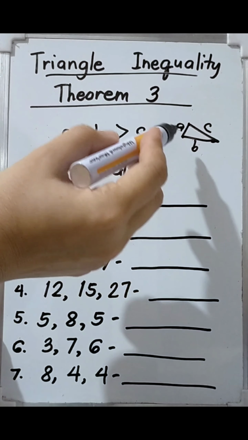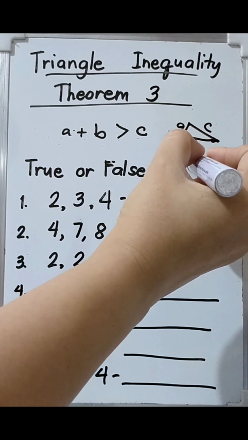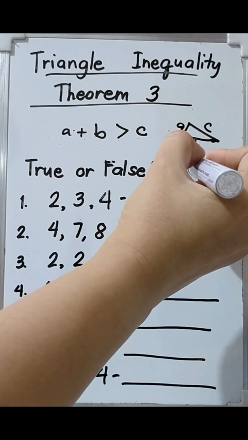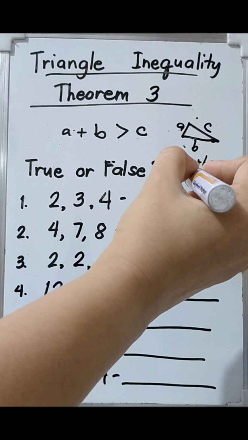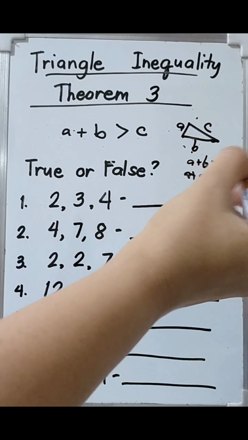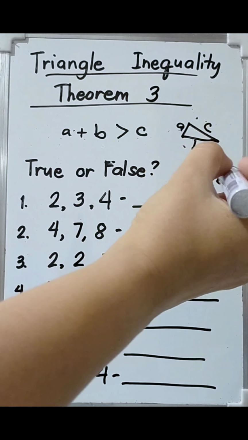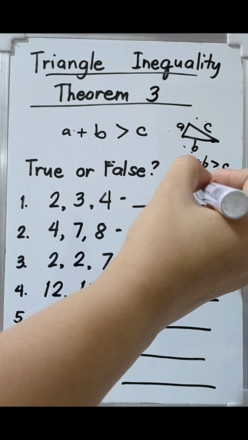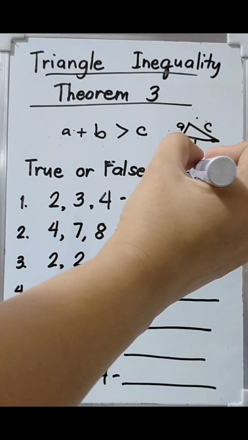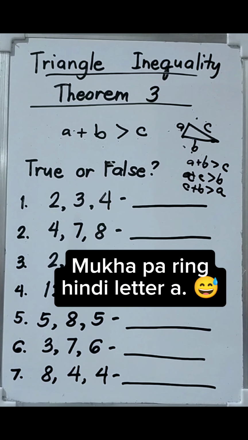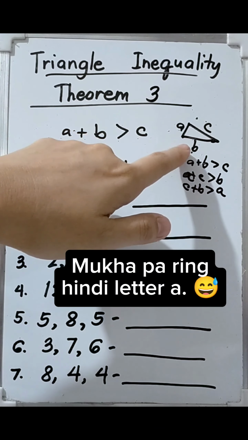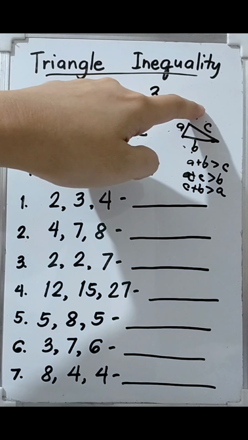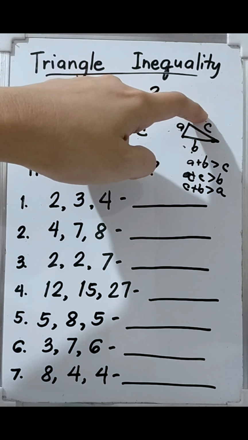Okay? I-check natin. So, A plus B should be greater than C. Okay? Tapos, pag inad natin yung A and C, A plus C should be greater than the third side, which is B. Tapos, itong dalawa, C plus B should be greater than A. Ayan. So, kailangan lahat siya na i-add natin. So, A plus B should be greater than C, A plus C should be greater than B, and C plus B should be greater than A.